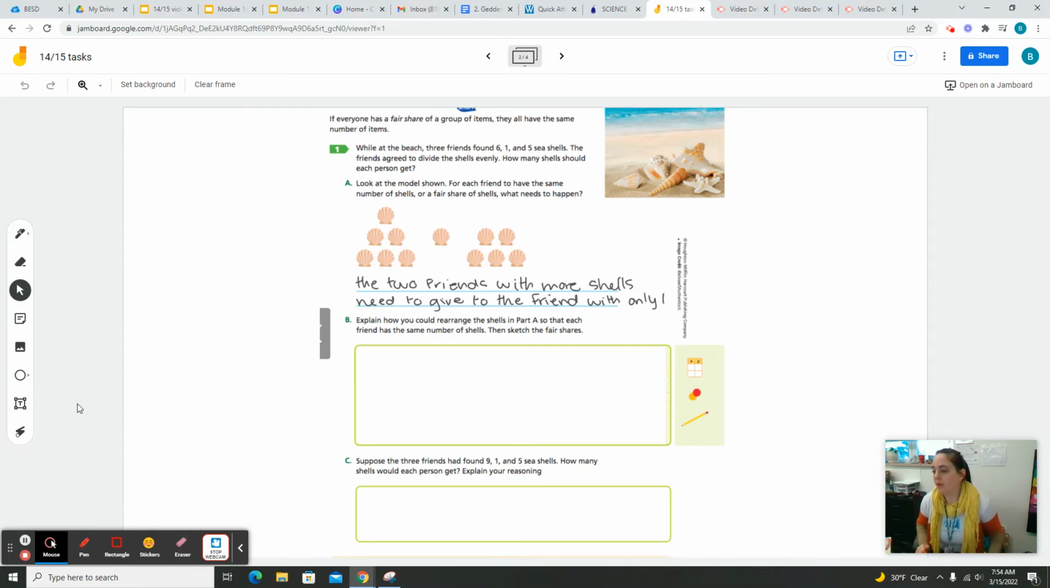Okay, for part B, we are going to explain how you could rearrange the shells in part A so that each friend has the same number of shells, and sketch the fair shares. Okay, so what we can do is, let's say, we take from the first pile, we're going to move 2 shells from the first friend, and 1 shell from the third friend.